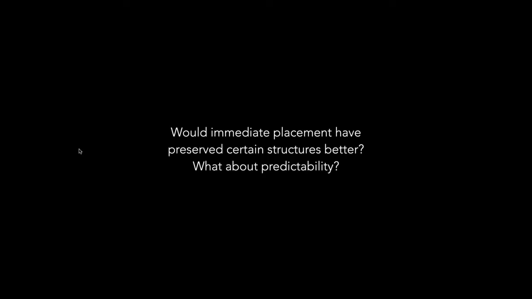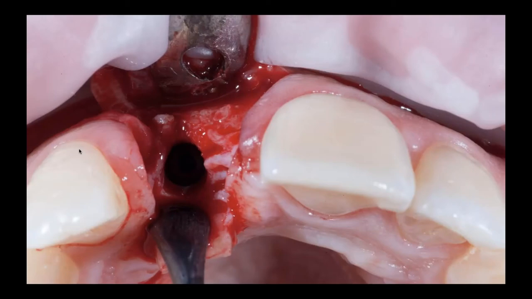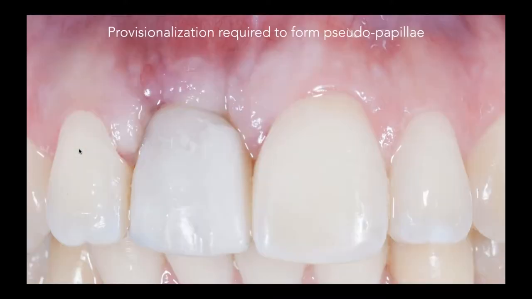Would immediate implant placement have preserved certain structures better? Yes or no? And this is a really interesting question specific to this case. Well, let's go through the procedure first, and we'll talk about the difference of what would have happened if we did do immediate placement versus not. So we did this one as a delayed placement. So we grafted, the bone was there, and then we went ahead and provisionalized. And provisionalization is just required to pinch the tissue back to a conformation that looks like papillae, right?